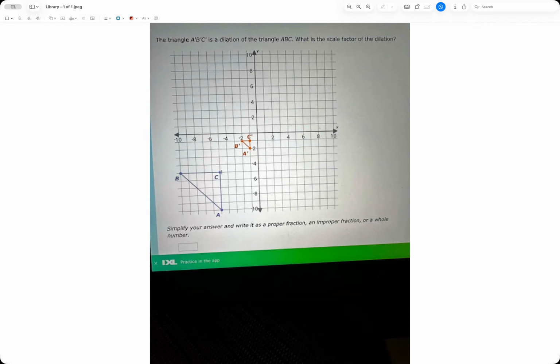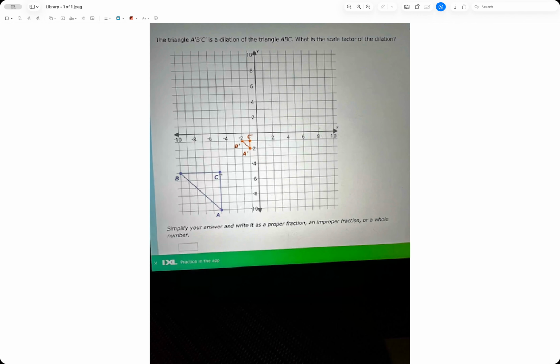And it's repeated on the other two sides as well. If it wasn't, it wouldn't be a proper dilation. 1, 2, 3, 4, 5. And here, just 1. And although this is not the same length, we can still count the diagonals. 1, 2, 3, 4, 5, and just 1 here. So this blue triangle has been shrunk to this red triangle.